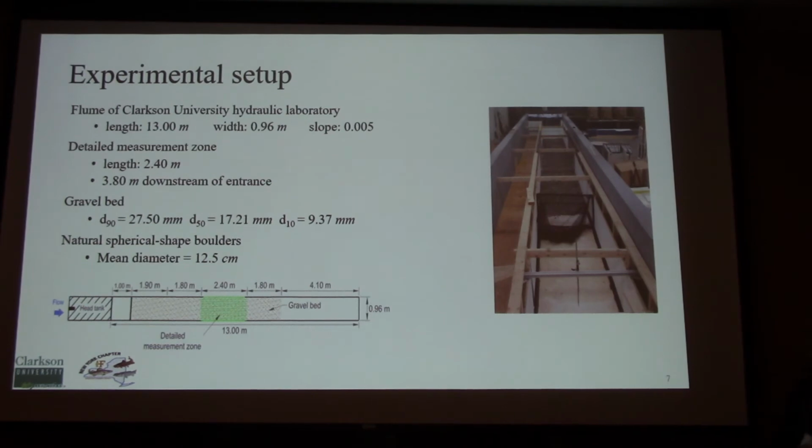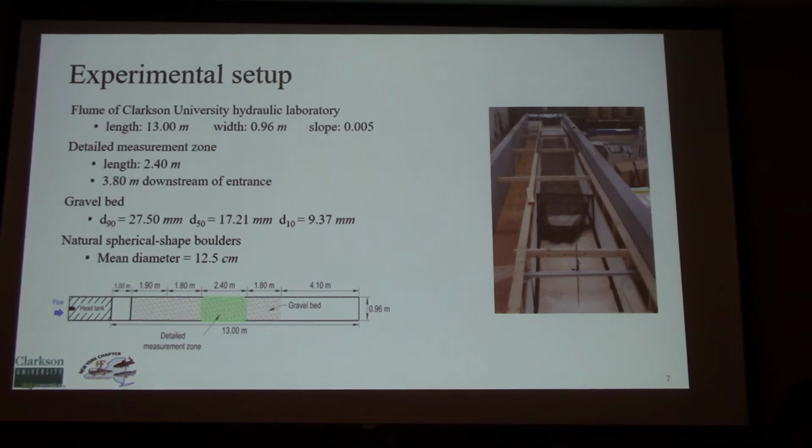A quick review of our experimental setup. We did our experiment in hydraulic lab of Clarkson University. The length of our flume was 13 meters, the width was 0.96 meters, and the slope was 0.5%. We selected a specific zone in our flume as the measurement zone. The length of this part was 2.4 meters, and it was 3.8 meters downstream of the entrance of the flume to make sure that the flow is fully developed in this area.